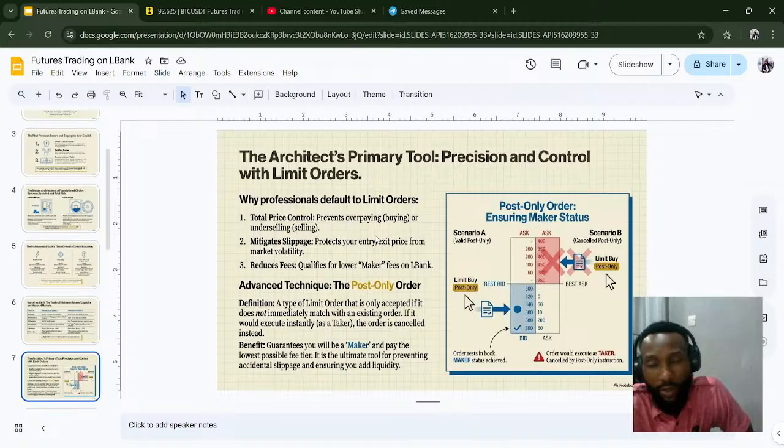Like I said, with limit orders you have more price control. So it prevents overpaying due to all these slippages, and it avoids underselling. When you want to buy, it avoids overpaying, and when you want to sell, it stops you from underselling. It mitigates slippage and protects your entries and exits from market volatility. That's basically what slippage is.